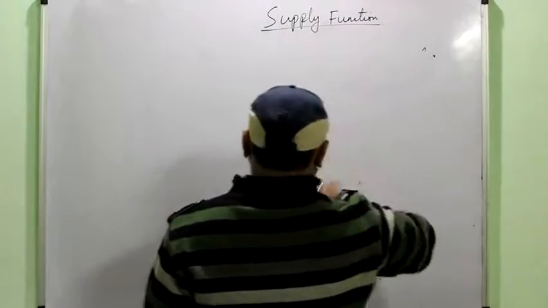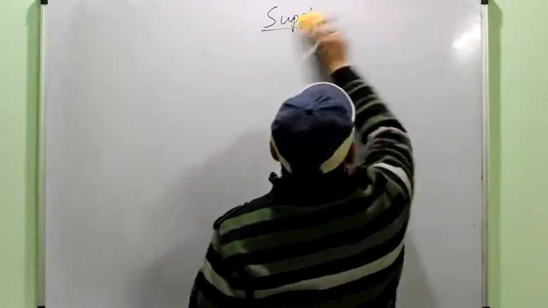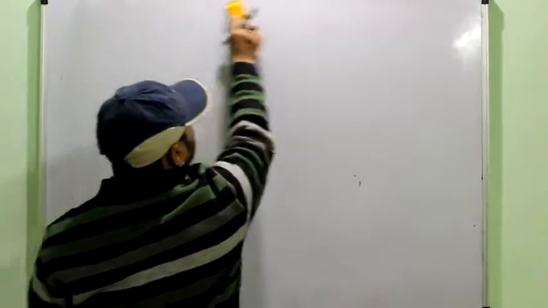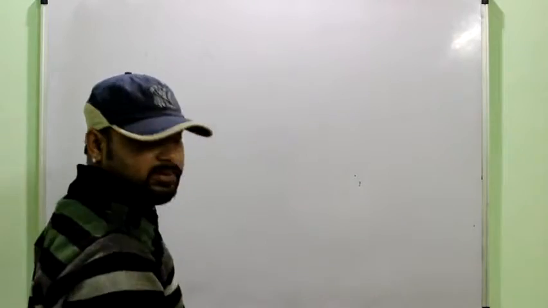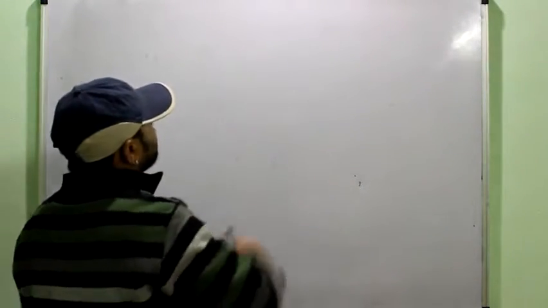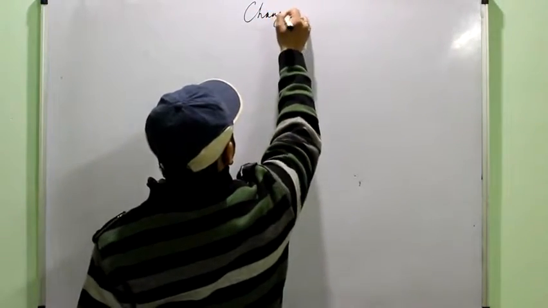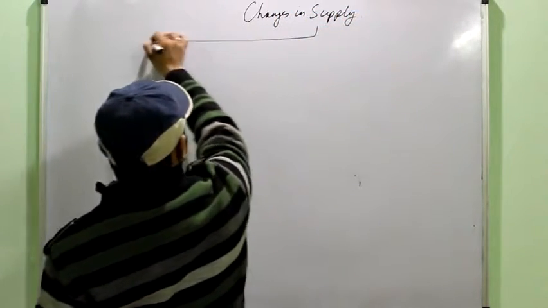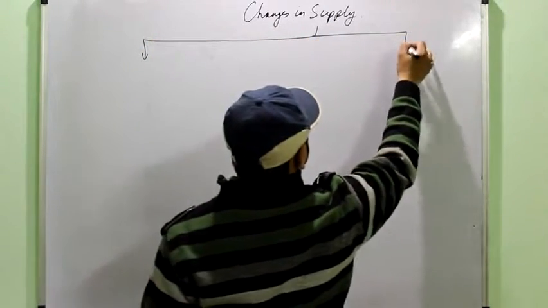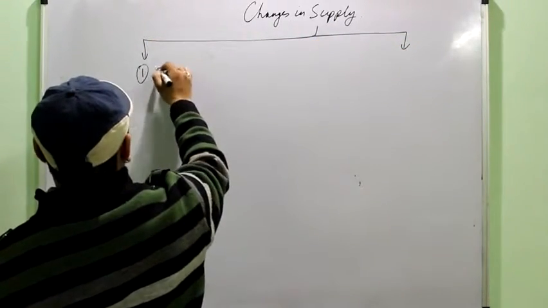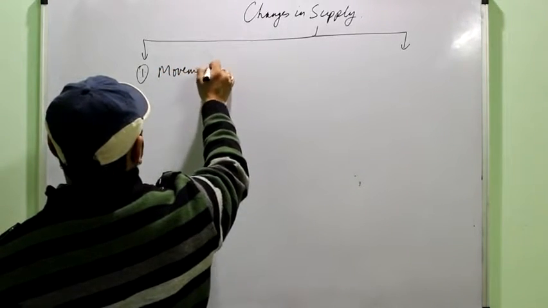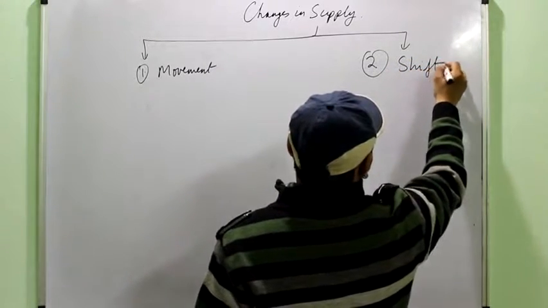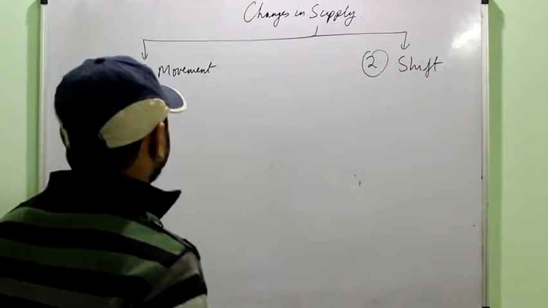Okay, now after understanding the various determinants of supply, we have to understand the changes in supply. Remember, as we had done the changes in demand, movement and shift. Similarly, here also we have two types of changes, movement and shift. First type of change is the movement. Second is the shift in supply curve.